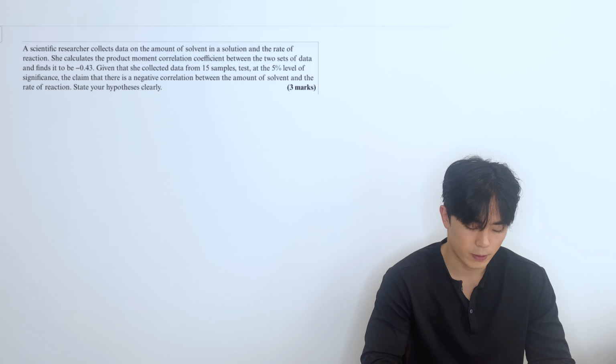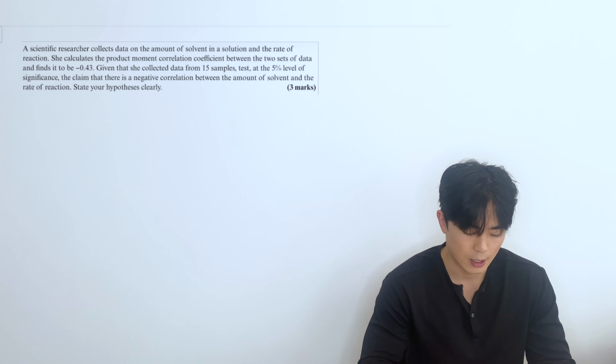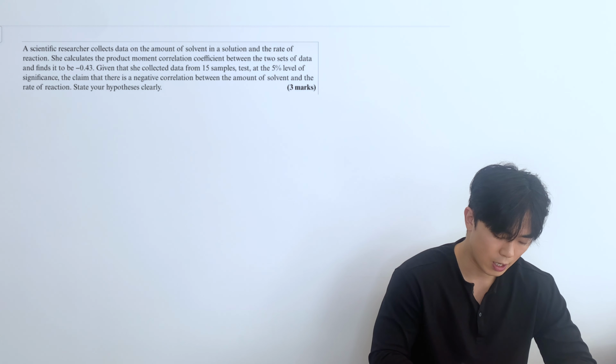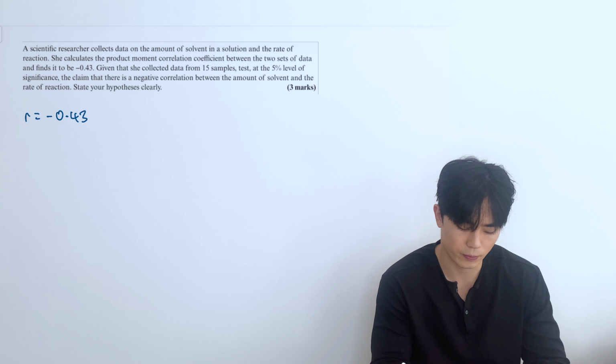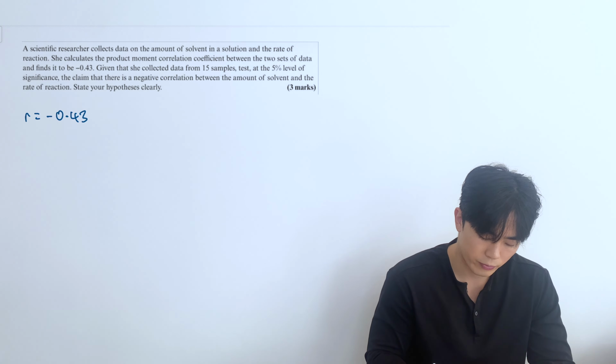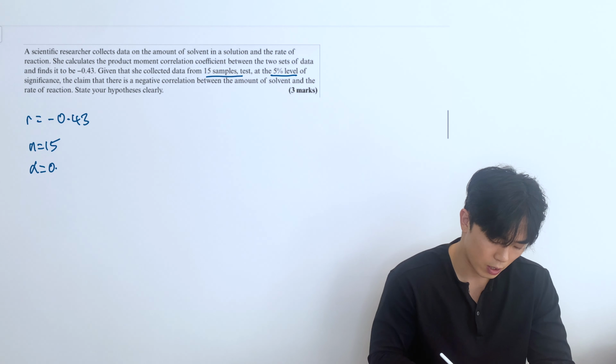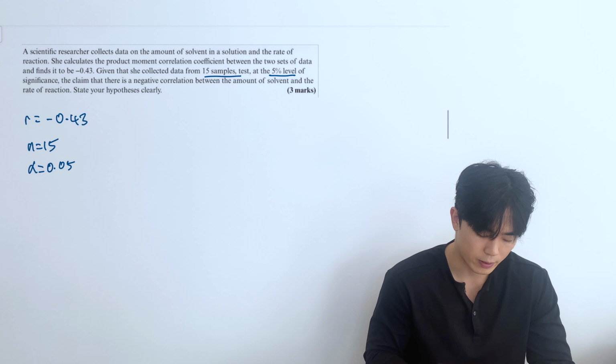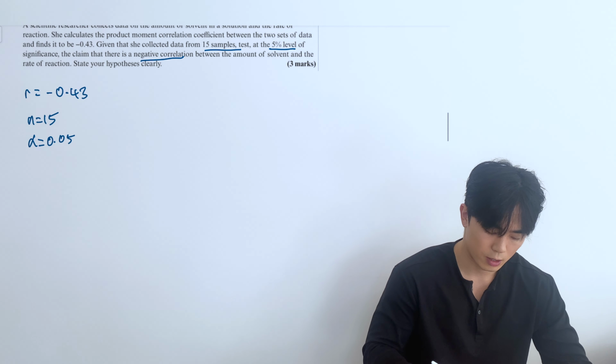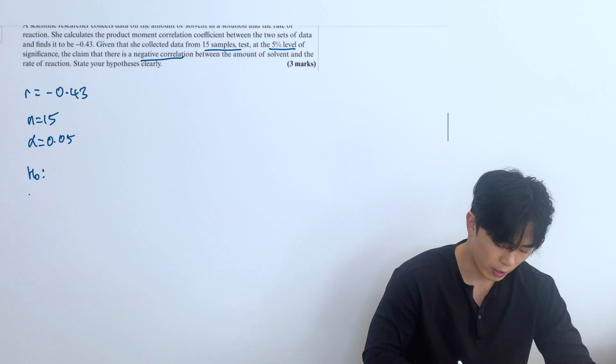Right, let's try this question here. We have a scientific researcher who collects data on the amount of solvent in a solution and the rate of reaction. She calculates the PMCC value between the two sets and finds it to be -0.43. So the R value she found is -0.43, the value they got from the sample. Given that she collected data from 15 samples, meaning that N is 15, test at the 5% level of significance, so alpha is 0.05, whether there is a negative correlation between the two amounts. So first things first, H0, H1.